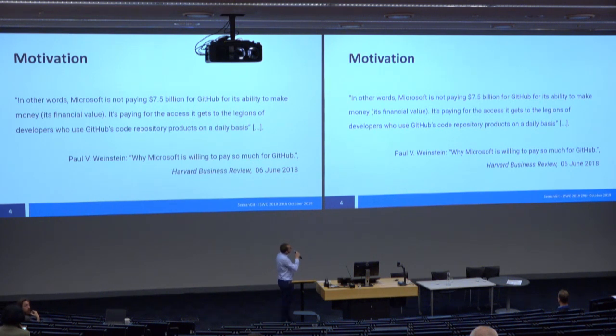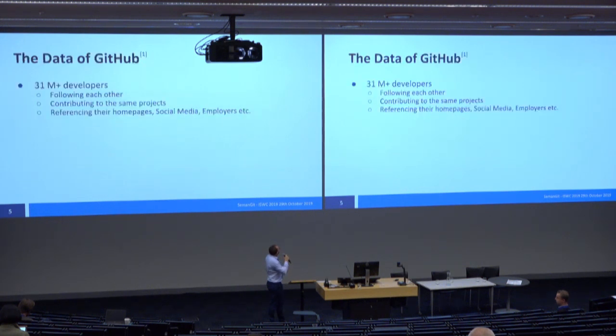It's paying for the access it gets to the legions of developers who use GitHub's code repository products on a daily basis. And alongside these developers, coders, there's also the data associated to it. The data currently contained on GitHub is, from the official sources of GitHub, 31 million developers who contribute on GitHub, who follow each other, work together on the same projects, and who reference their own private data, for example, the home pages, the social media pages, and even the employers.